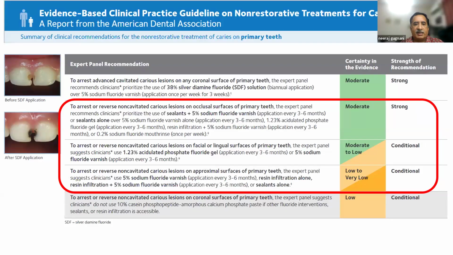This is another chart given by the American Dental Association. As you can see, this red circle that I have made clearly says that to arrest or reverse non-cavitated carious lesions, you can use sealants, sodium fluoride varnish, APF gel. Then on the proximal surfaces, resin infiltration, use of sealants, fluorides. So the strategies are broadly non-invasive and micro-invasive, but the use would depend on the risk assessment profile of the child.